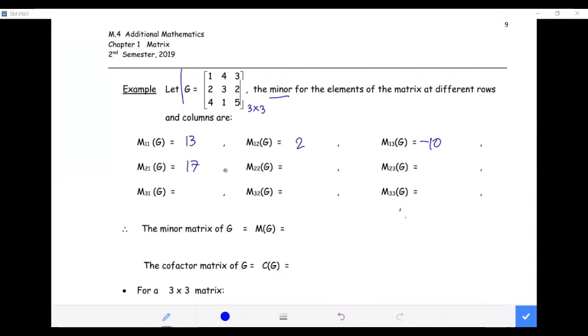Sorry. Next one, M22. Okay, this one. Cross down.